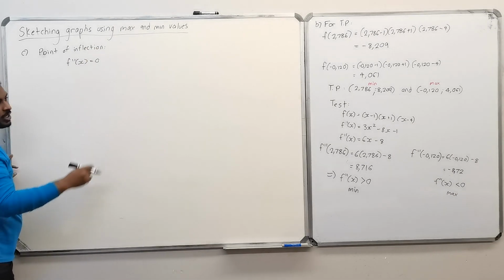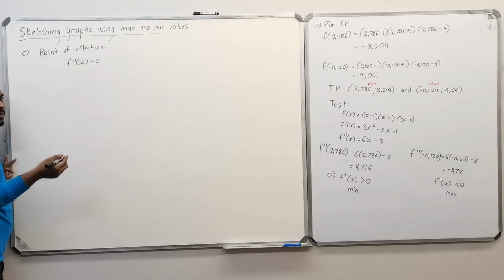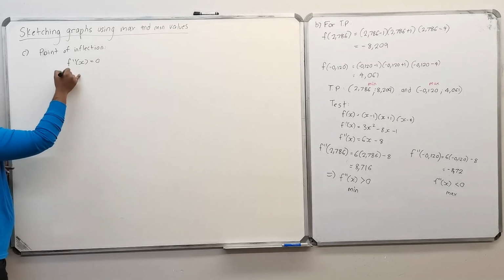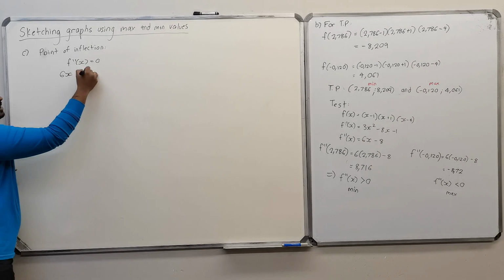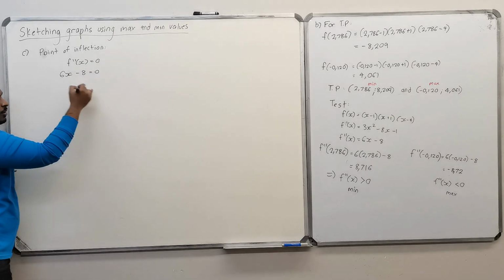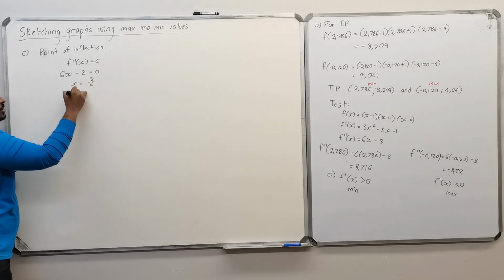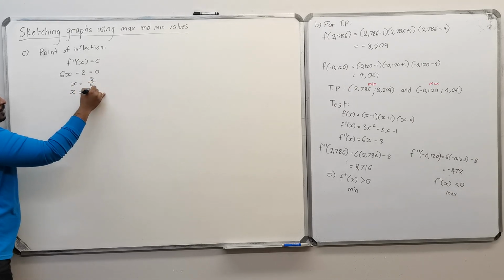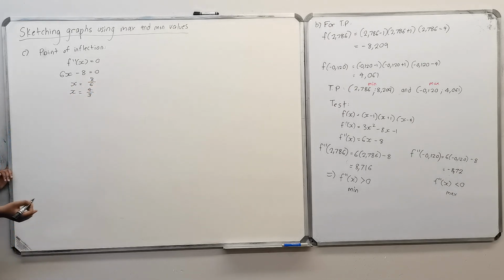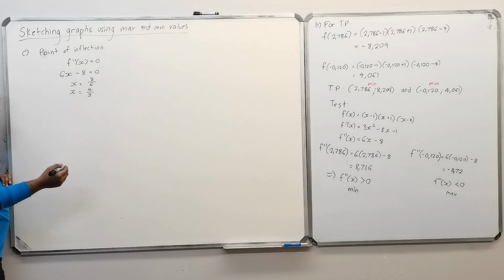We worked out what our second derivative is. It's 6x minus 8. So 6x minus 8 would be equal to 0, so x is equal to 8 over 6, which is 4 over 3. Right? You're with me? And then how do you get the corresponding y value? Substitute into your original equation.